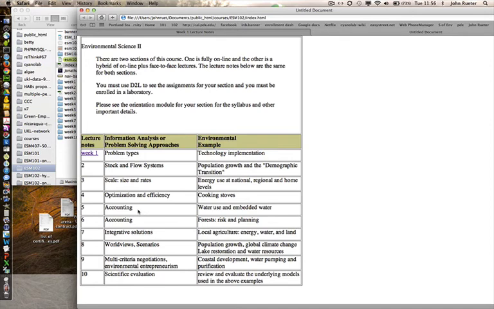And then we're going to have a couple weeks talking about accounting. In one case we're going to account for water use and embedded water in products. So for example, a liter of beer takes 1,000 liters of water to make it. So that's embedded water. You don't drink 1,000 liters of water, but it took 1,000 liters to make that 1 liter of beer.